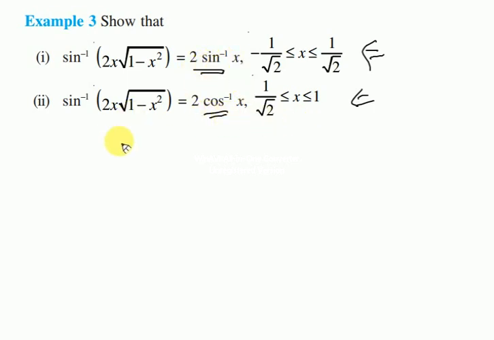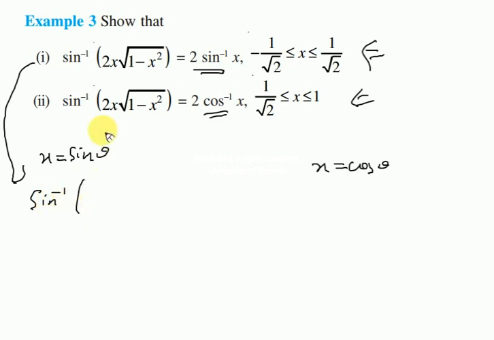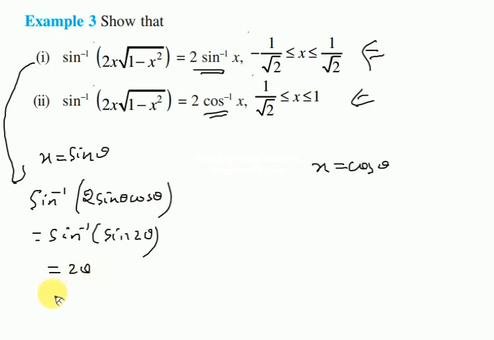So if you need sin inverse of x on the right hand side, then you need to substitute x is equals to sin theta. If you need cos inverse of x on the right hand side, you need to substitute x is equals to cos theta. Then left hand side will be here. Particularly I will consider this first one here. Then it will be sin inverse of 2 sin theta into square root of 1 minus sin square theta is cos theta. Therefore 2 sin theta into cos theta, which is equals to sin inverse of sin 2 theta, which is equals to 2 theta, which is 2 sin inverse of x.